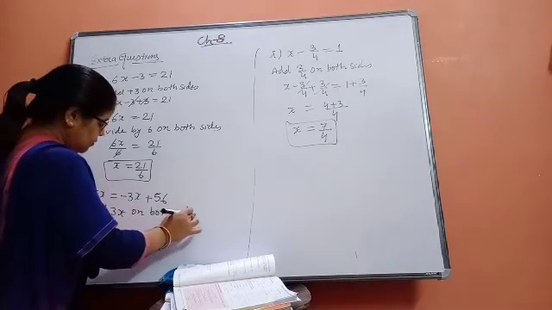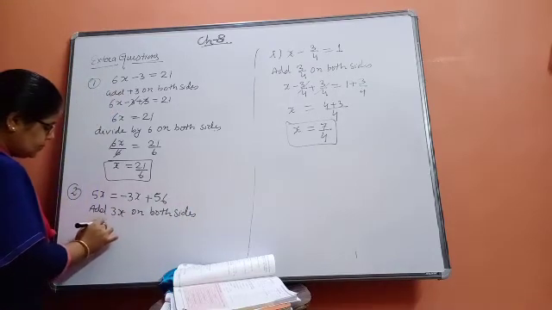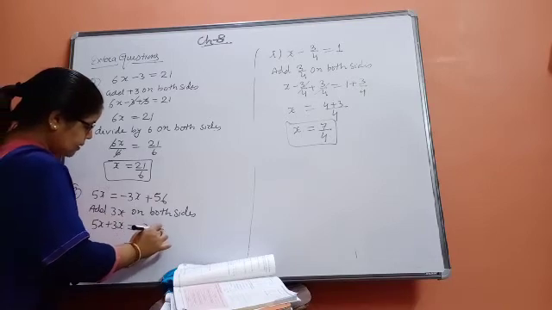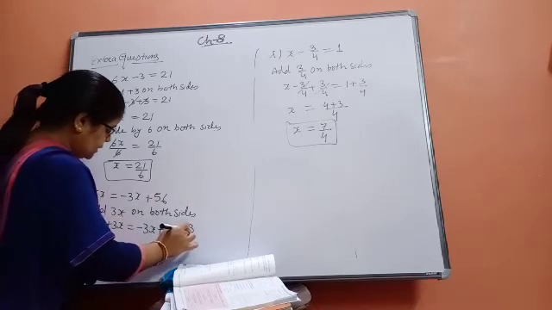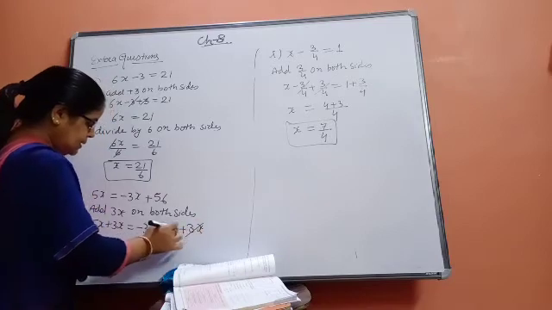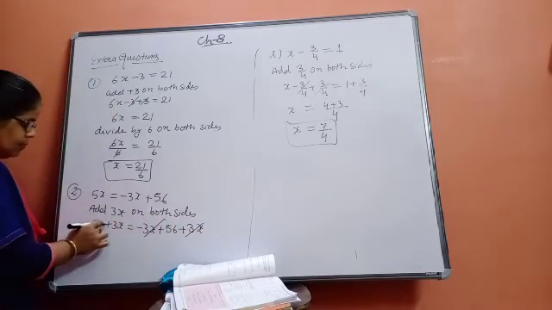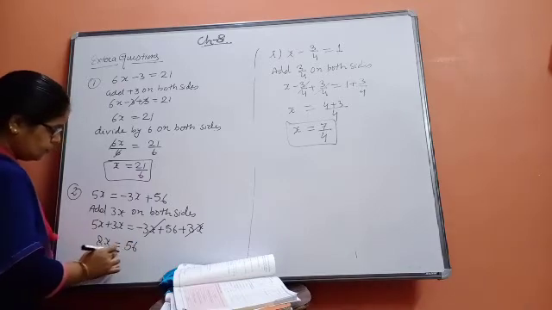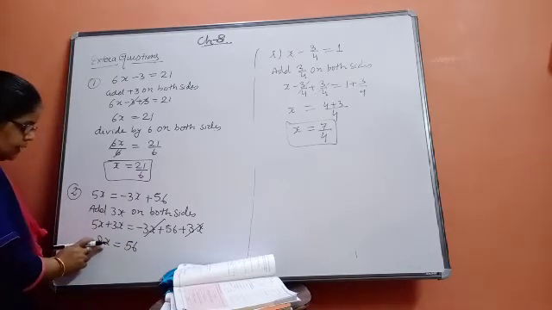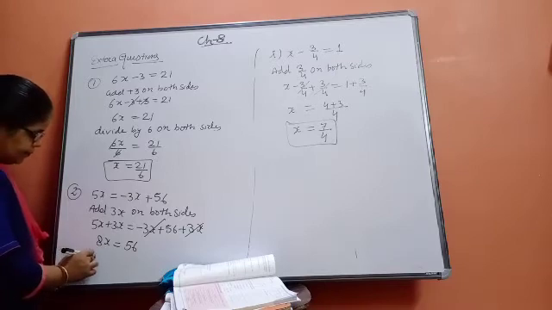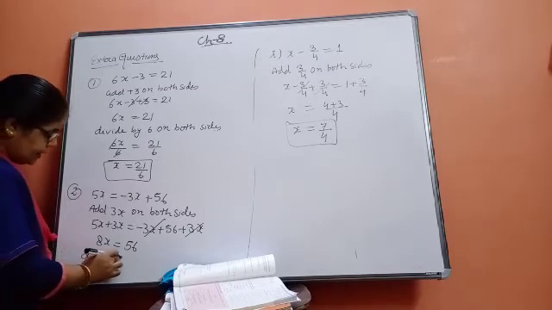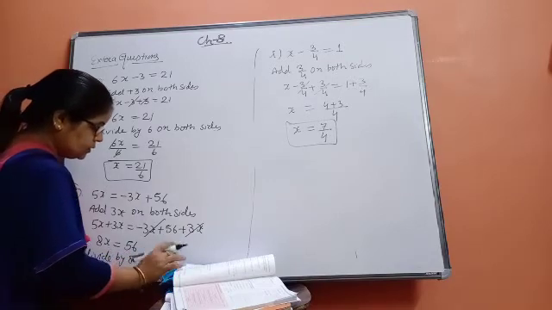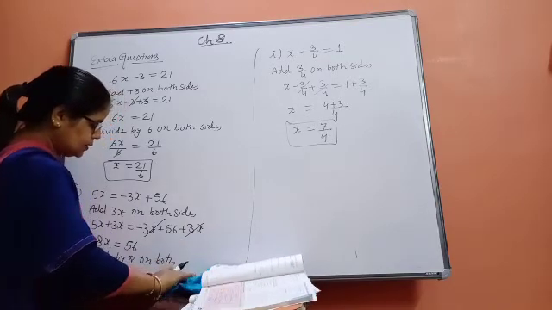See that, beta, what it will become now: 5x plus 3x is equal to minus 3x plus 56 plus 3x. Minus 3x and plus 3x will be cancelled. 5 and 3 will be, beta, 8x is equal to 56. Okay, now we don't want this 8 here, so divide by 8 on both sides.